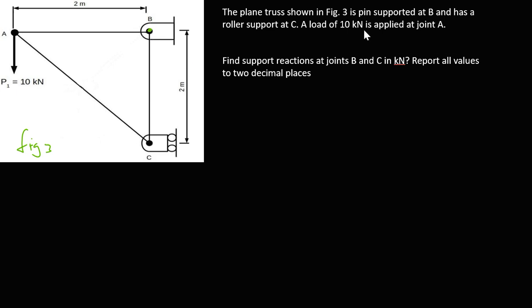If it is pin supported, by now you should know that that means that it can rotate. It can rotate either way. If we're saying it can rotate, we mean there won't be any torque reaction, or should I say moment reaction. So it is pinned at B and the roller at C, and there is a load of 10 kilonewtons applied at point A. So first thing we need to do, we need to identify the reactions.